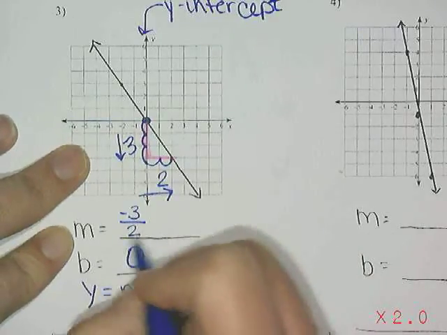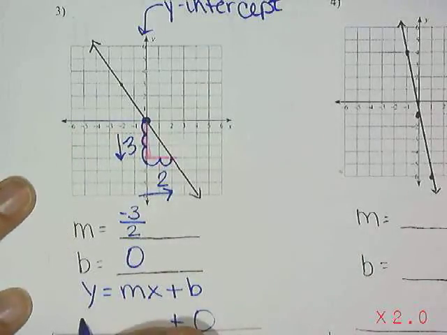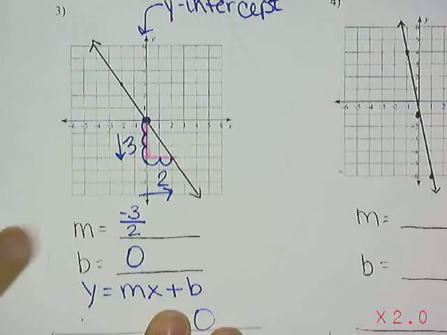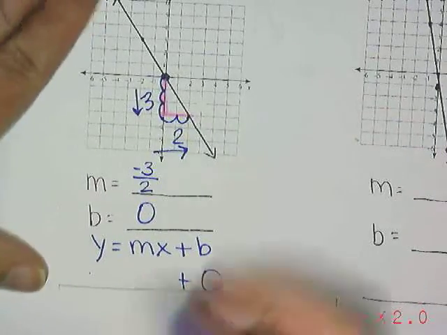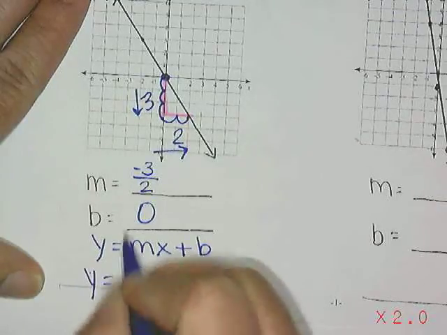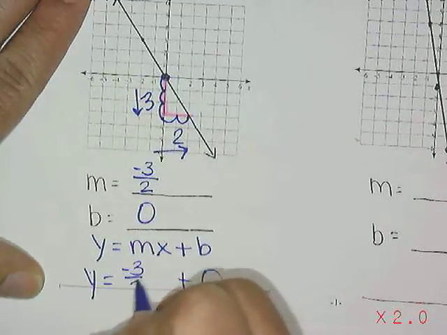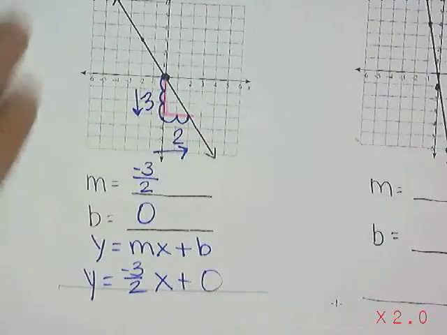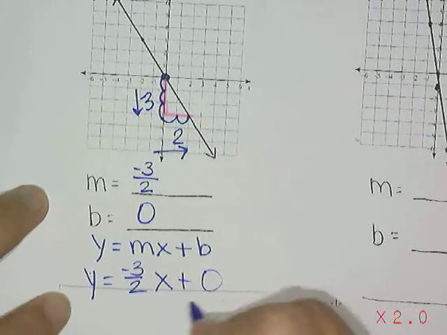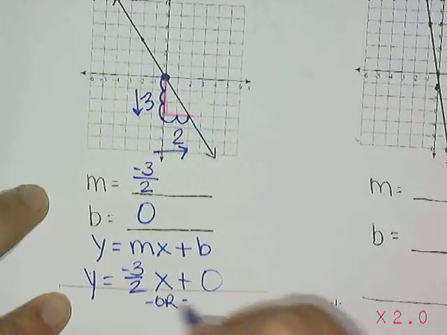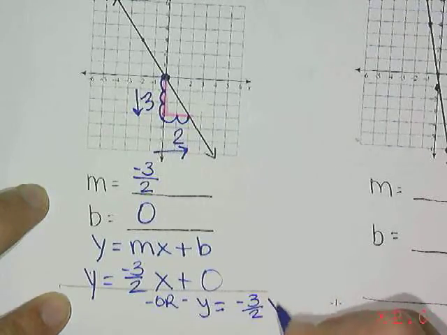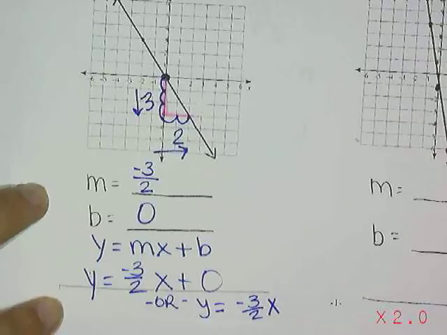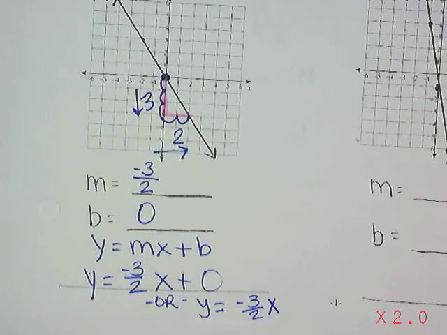This does not reduce, so I'm ready to move on to my equation of my line. So I have down here y equals mx plus b, that's slope-intercept form. So I'm going to say y equals my m, which is negative 3 over 2x plus 0, or I can write that as, I'm going to write it real small down here, y equals negative 3 over 2x. Again, either way is completely fine with me, whichever way you want to do it.